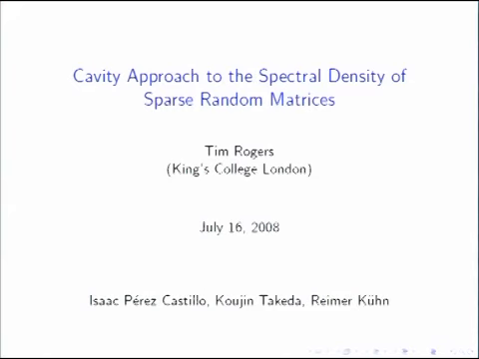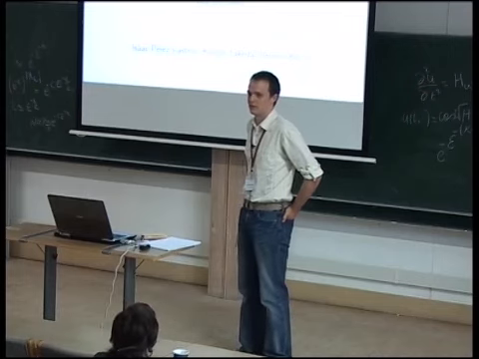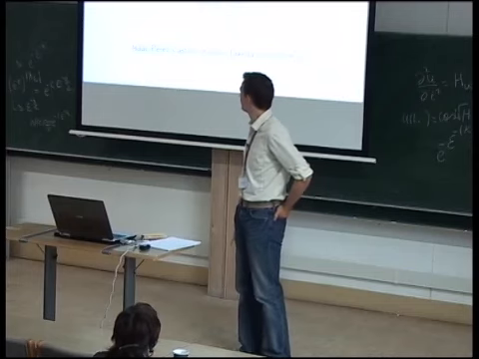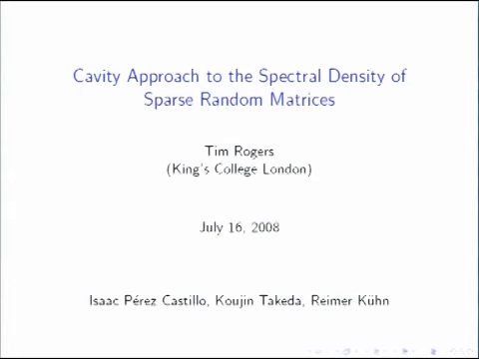So we essentially take a random matrix and we delete almost all of the entries, and we keep only finitely many per row. And this work I undertook in conjunction with my supervisor Isaac and two colleagues of ours, Kujin and Reimer, who is in the audience today.